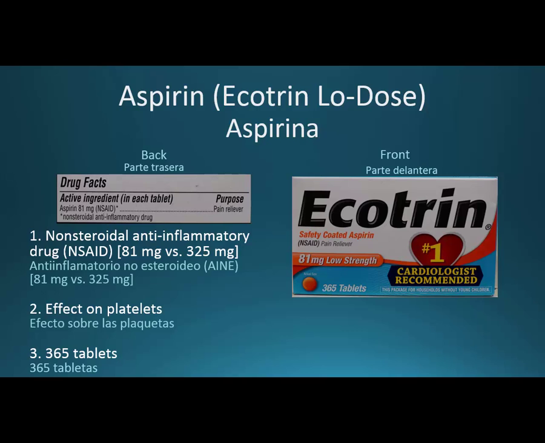We're talking about a non-steroidal anti-inflammatory, but not really used as an anti-inflammatory. We're using it for the effect on the platelets. So again, it's non-steroidal anti-inflammatory drug. This is 81 milligrams, not 325. So anti-inflamatorio, no esteroideo. 81 miligramos versus 325 miligramos. Efectos sobre las plaquetas, so effect on platelets.